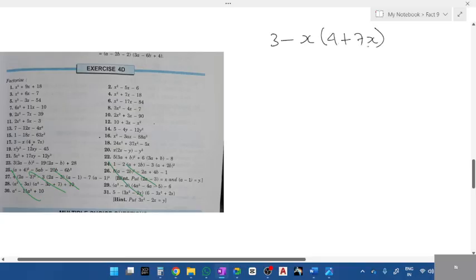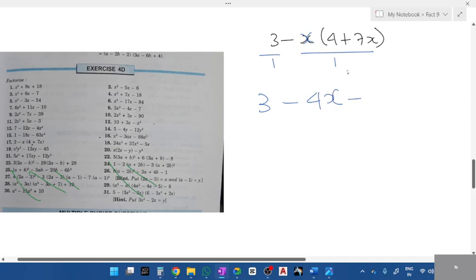Okay. See, factorize. How many terms are there, students? All of you look at the screen. Total how many terms are there? This is one term. This is one. Total two terms. But nothing is common. So open the bracket 3 minus. When you open the bracket, what do you get? 4x minus.